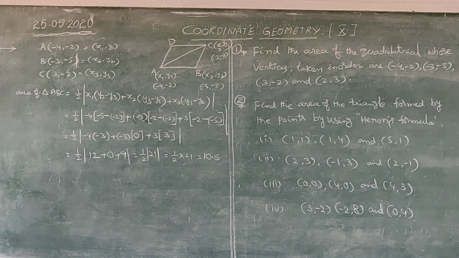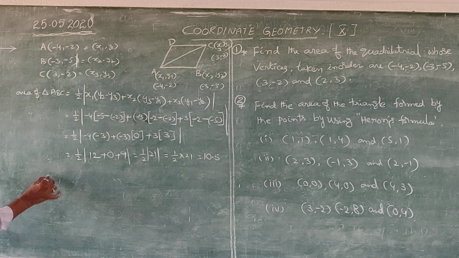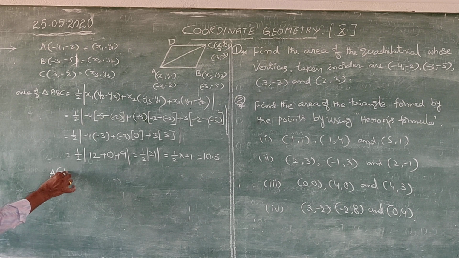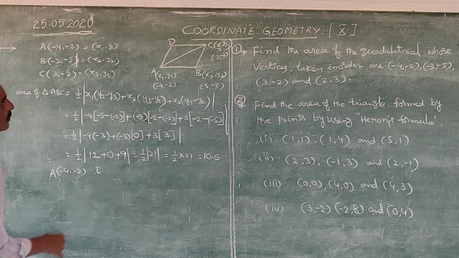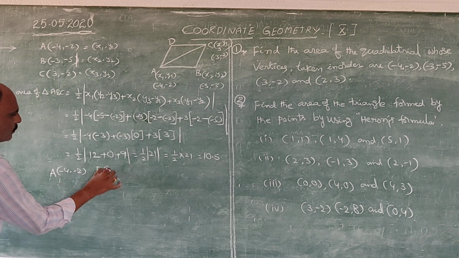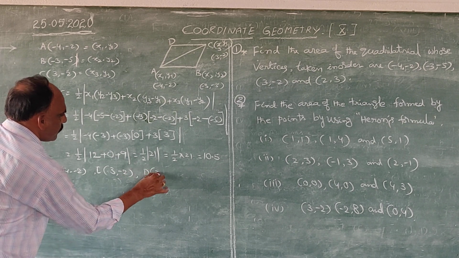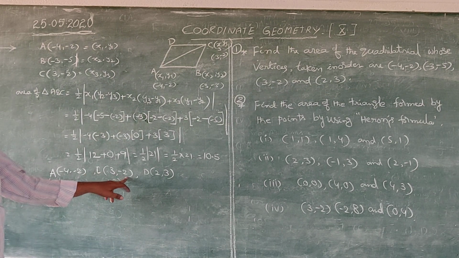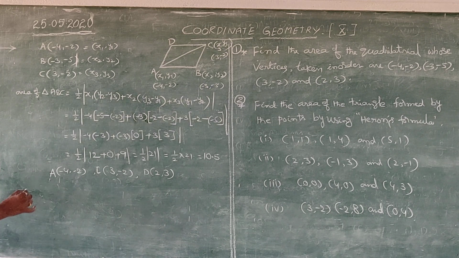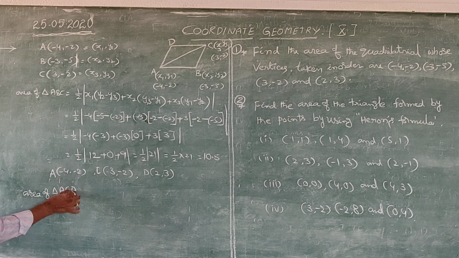The next one, another triangle. Area of triangle ACD. Now take A equal to (-4, -2), C equal to (3, -2), and D equal to (2, 3). So let A (x1, y1), C (x2, y2), and D (x3, y3). Then the area of triangle ACD.